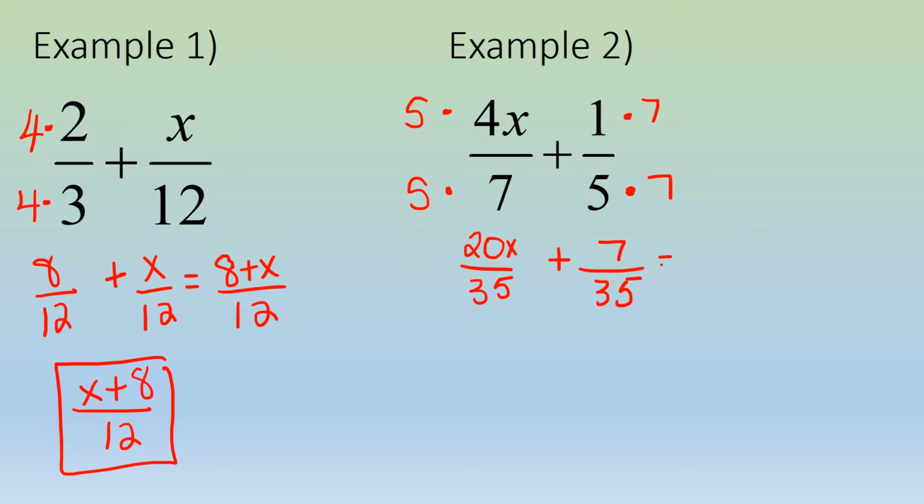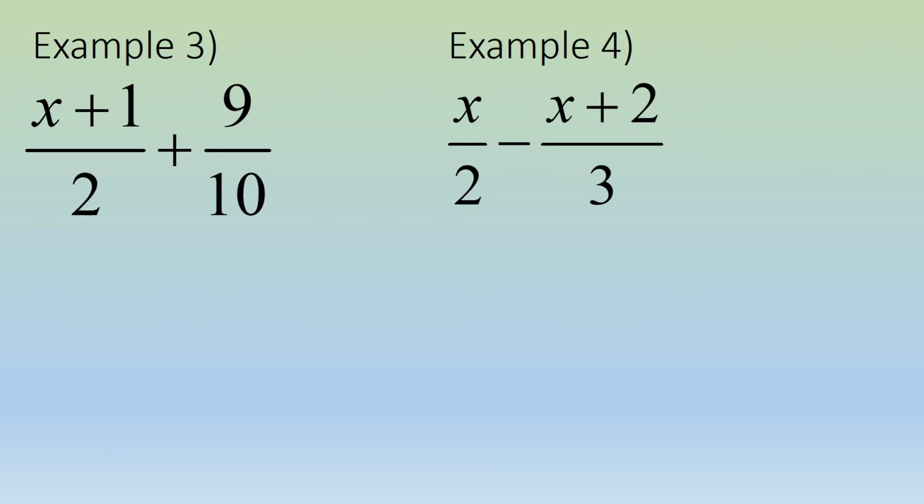All over 35. Now we have 20x plus 7 all over 35 in one fraction, and I can't simplify that anymore. I can't factor 20x plus 7 because 20 and 7 have no common factors other than 1. So that means that this is my final answer.